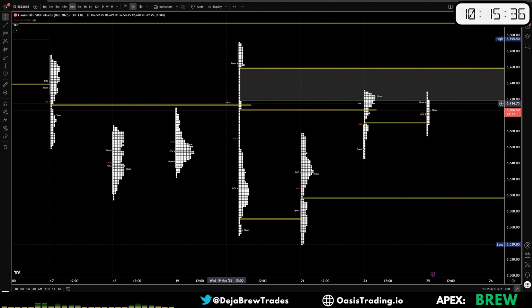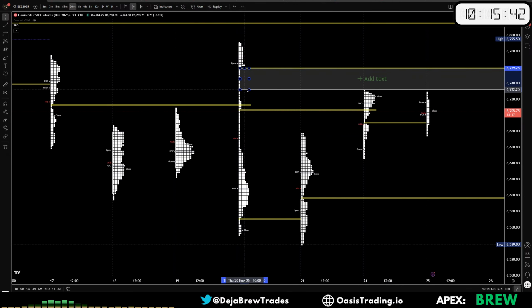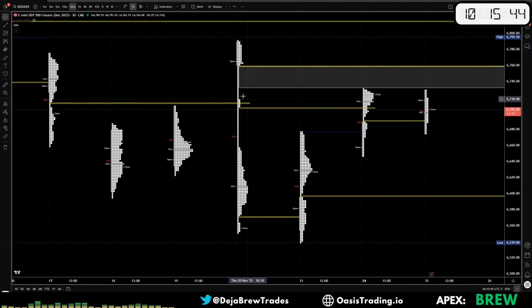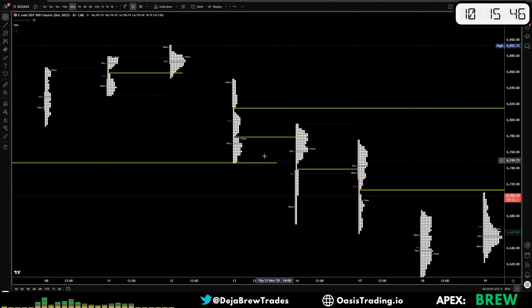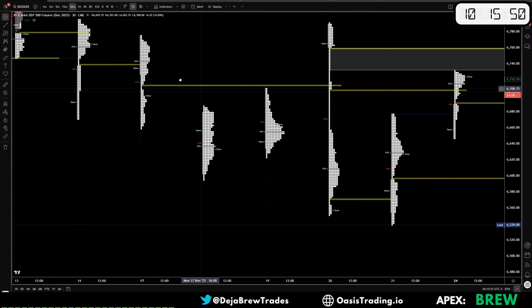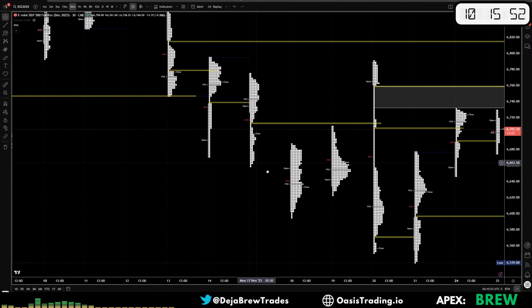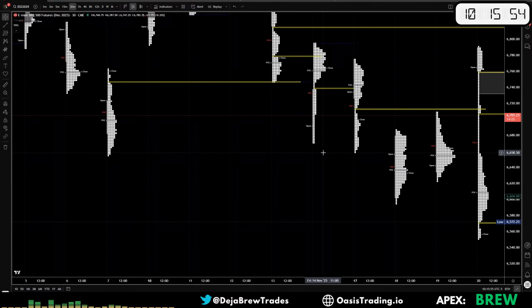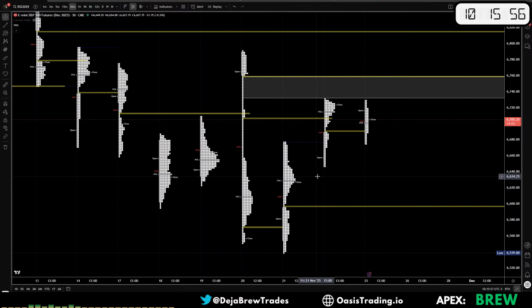We had single prints on Thursday. The bottom half got filled in. The upper portion got slightly filled in. We still have some left open. And then we have even more single prints above going back to Thursday the 13th. And I believe that's it for the local prices. There's probably some far away, but locally that's it.